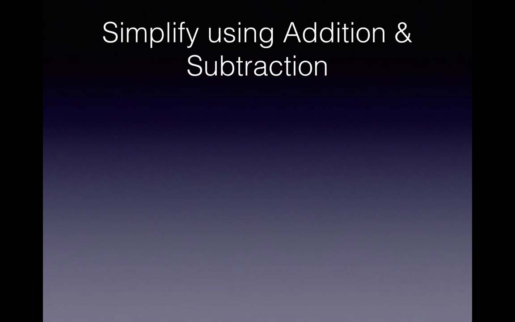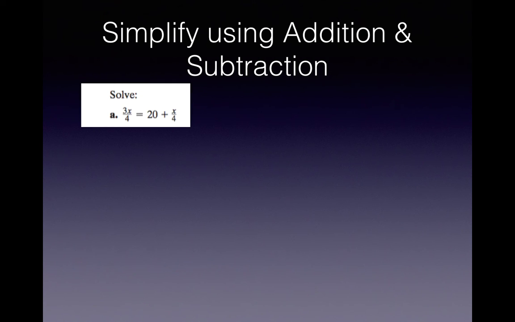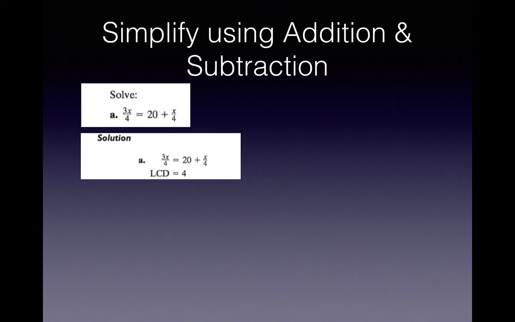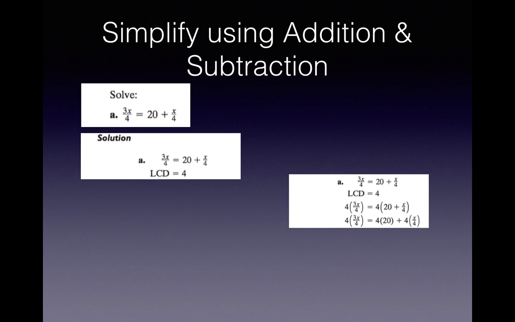Okay, I'm going to keep going, gents. So we're going to solve this equation. The first thing you need to do, find the lowest common denominator. It's 4. So the 20 can be written as 20 over 1. The next thing you need to do is multiply everything by 4. So that's the third line there in that new box.